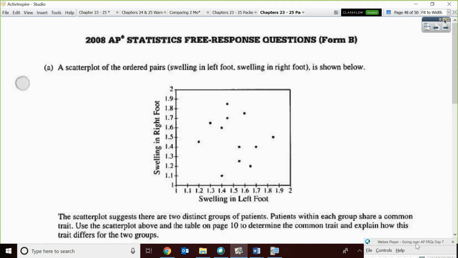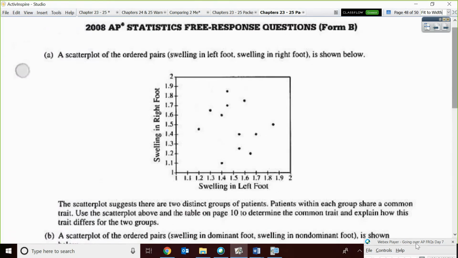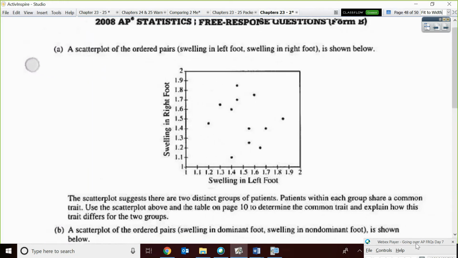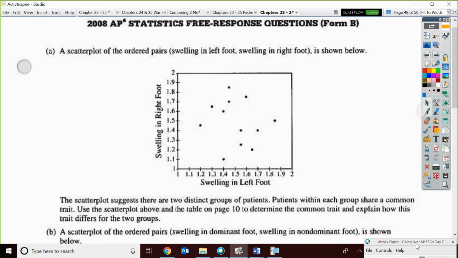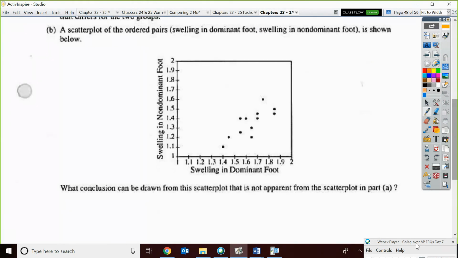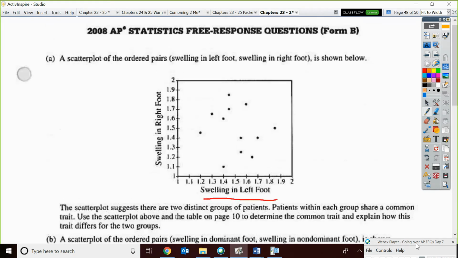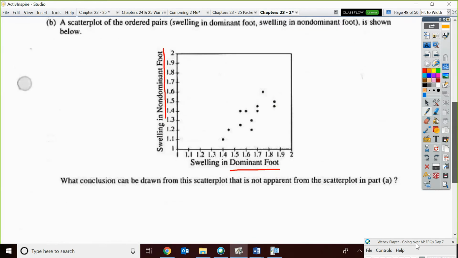So the idea on this one is that we've got the swelling in the left foot and the swelling in the right foot, okay? So that's how they organize the data, left foot versus right foot. And just glancing, I'm wondering what's different about this one down here. Oh, this one, they did dominant foot versus non-dominant foot. So I can tell that they've organized this two different ways, left foot, right foot versus dominant foot, non-dominant foot. And in doing so, I can see a clear pattern here.